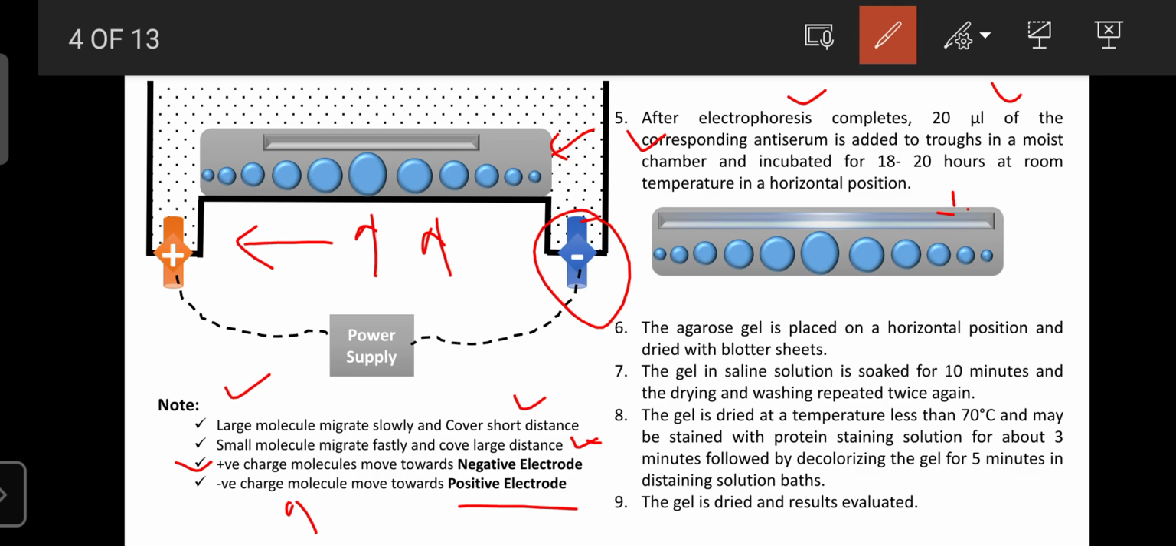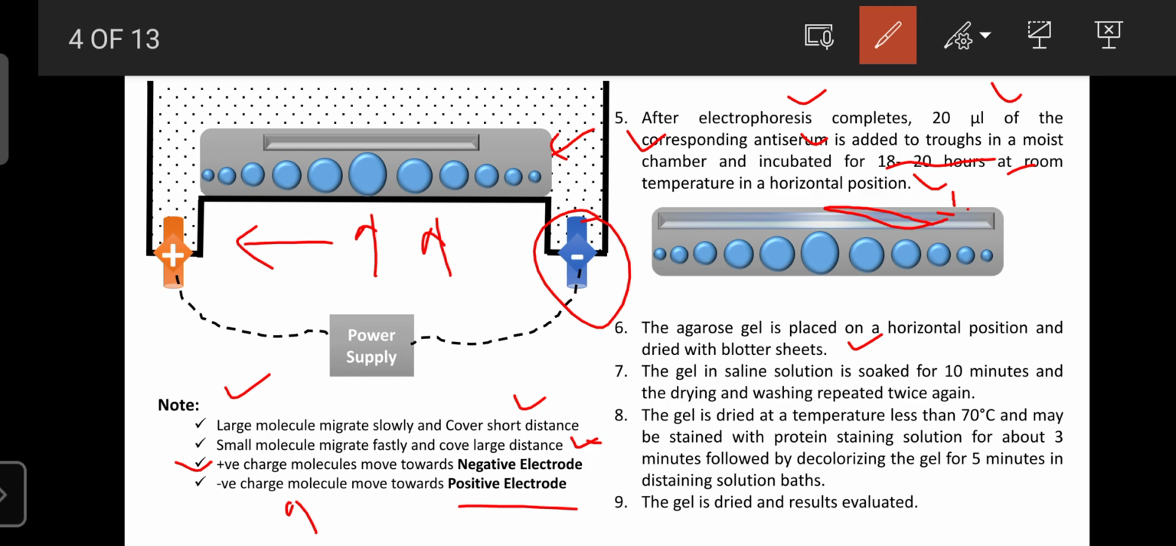So after electrophoresis, by applying the sample of the patient, then after completion of electrophoresis, 20 microliters of the corresponding antiserum is added here in the trough, in the moist chamber. This plate is incubated for 18 to 20 hours at room temperature in a horizontal position. The agar gel is placed horizontally and dried with blotter sheets.